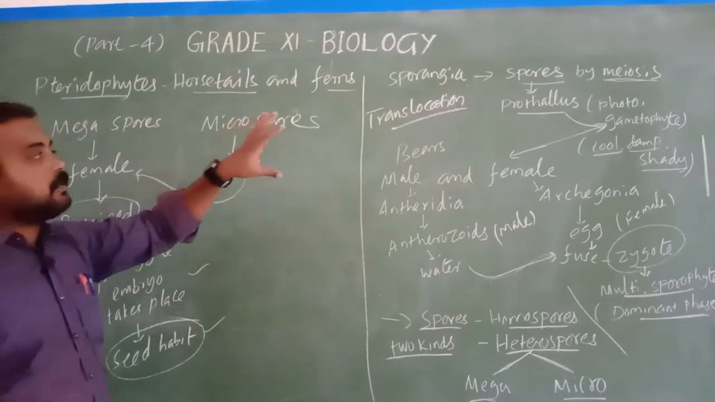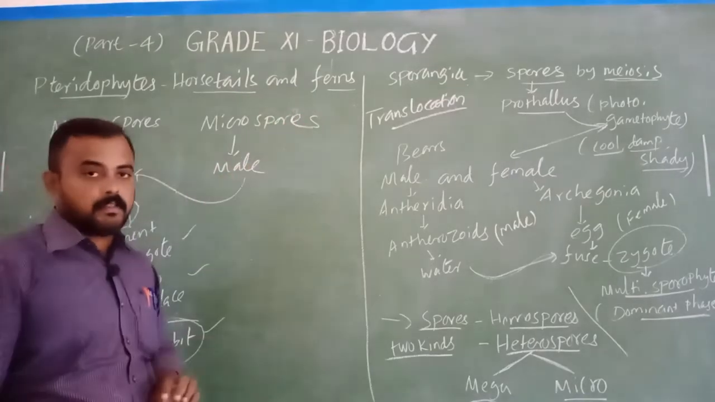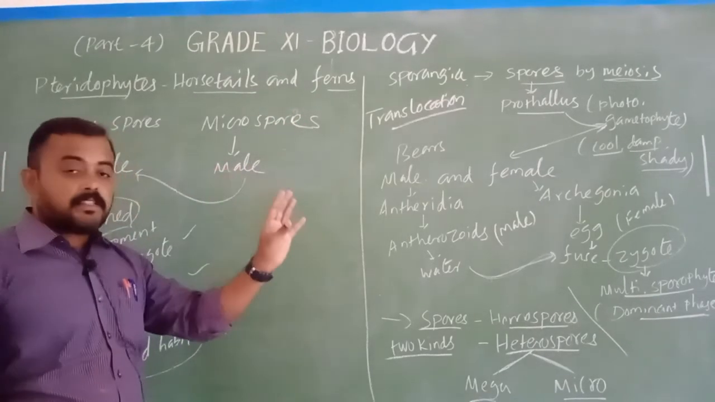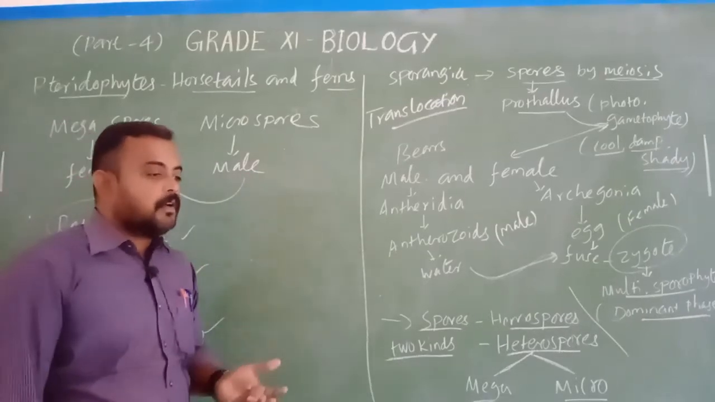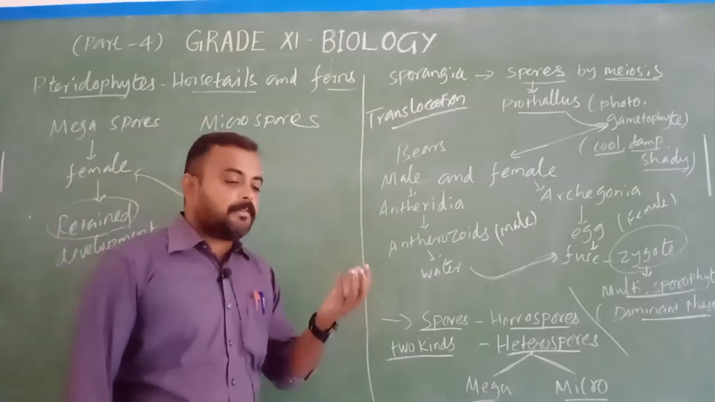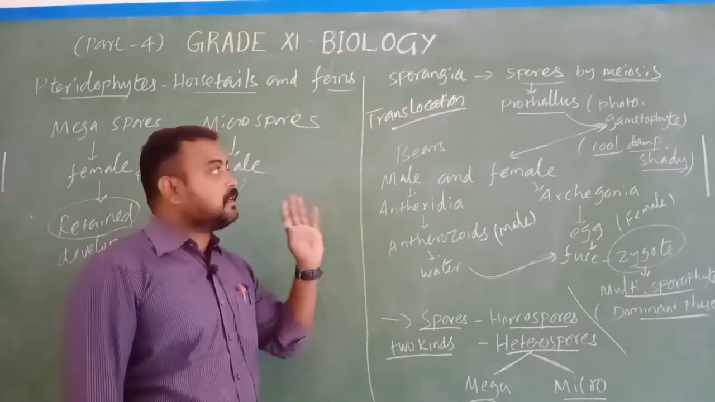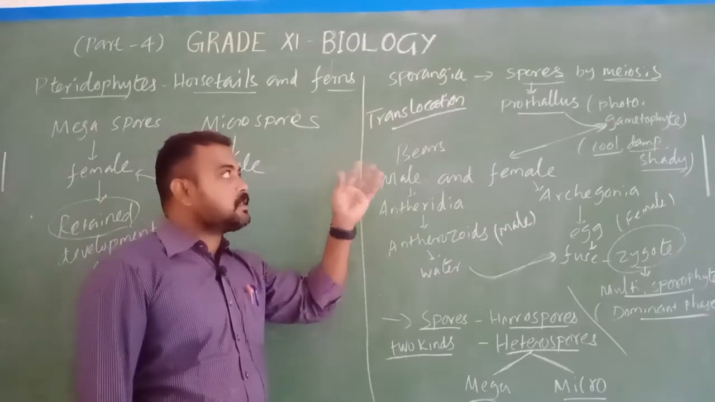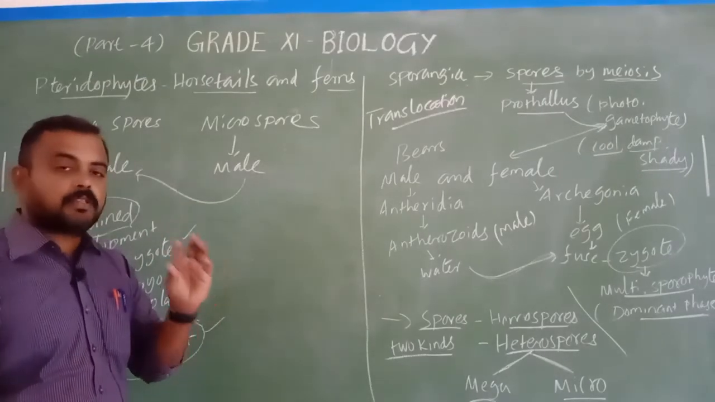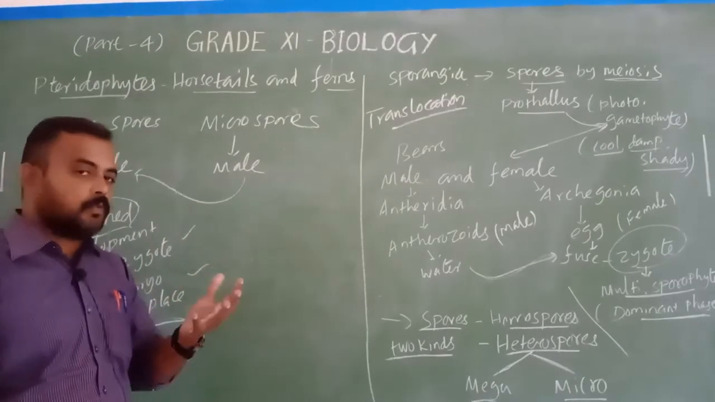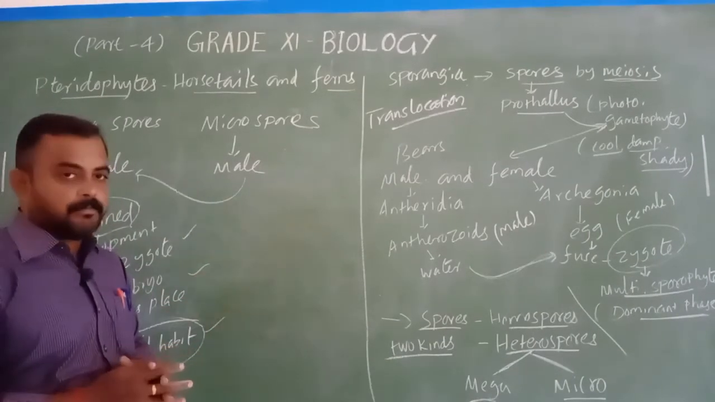The sporangia produced from the sporophyte produce spores. From the spore, what type of things are coming? That means prothallus. Don't forget that the prothallus comes from the spores. So it is like a gametophyte. It is a photosynthetic gametophyte. It can produce its own food, and it bears male and female gametes.